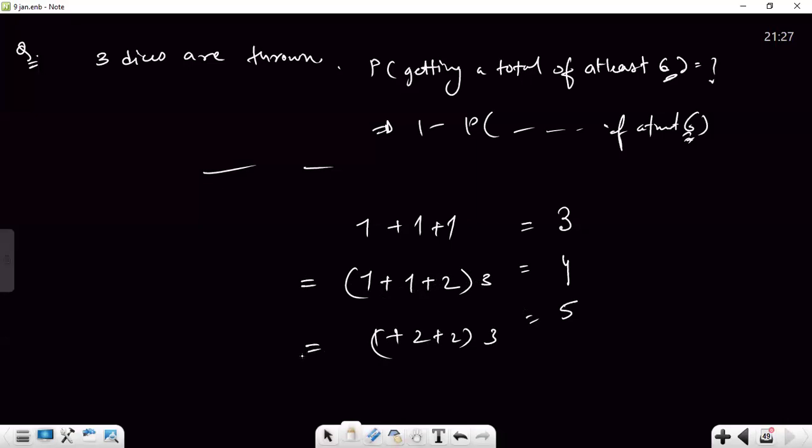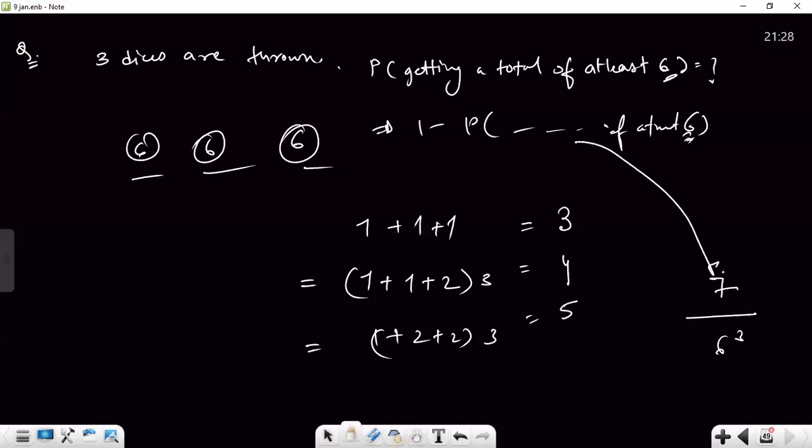And 3 plus 2 plus 0 cannot happen because 0 cannot be a result on any dice. This is the only scenario. So how many? 3 plus 1, 7 favorable outcomes out of how many total cases? There were 3 dices. All can have 6 results. So 6 raised to power 3. 7 by 6 raised to power 3 is the probability of this answer. So we'll do 1 minus 7 by 6 raised to power 3, which is 216. 216 minus 7 divided by 216.